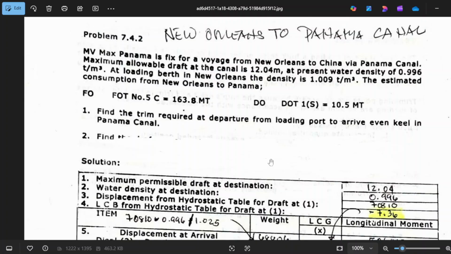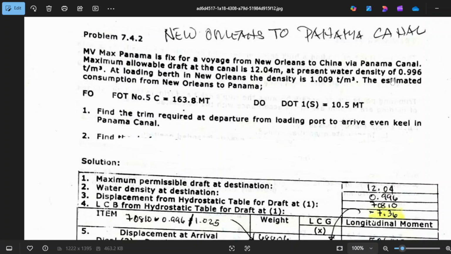This is the scenario. MV Max Panama is fixed for a voyage from New Orleans to China, passing the Panama Canal. The maximum allowable draft in Panama is 12.04. So he has to arrive in Panama even keel, with a draft that should not exceed 12.04 meters.